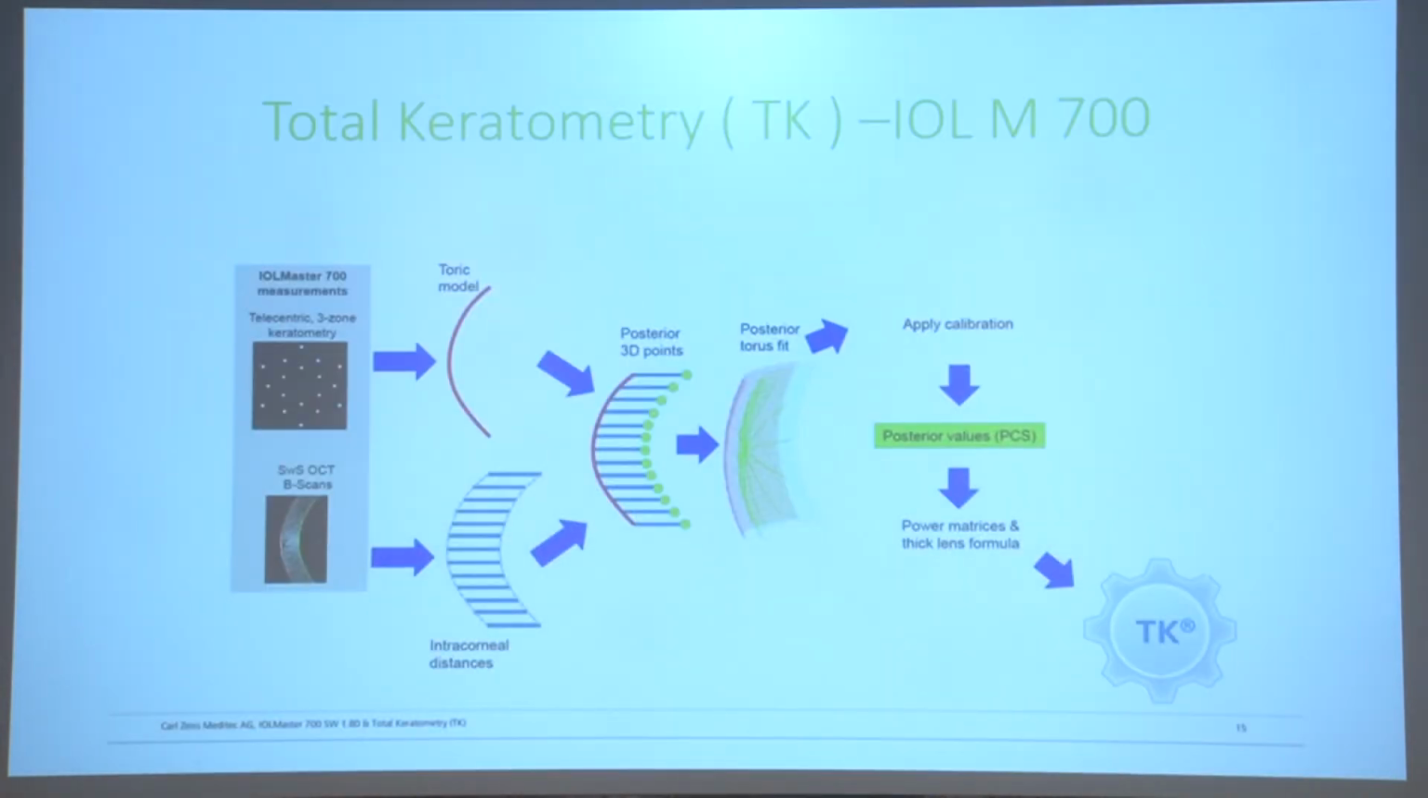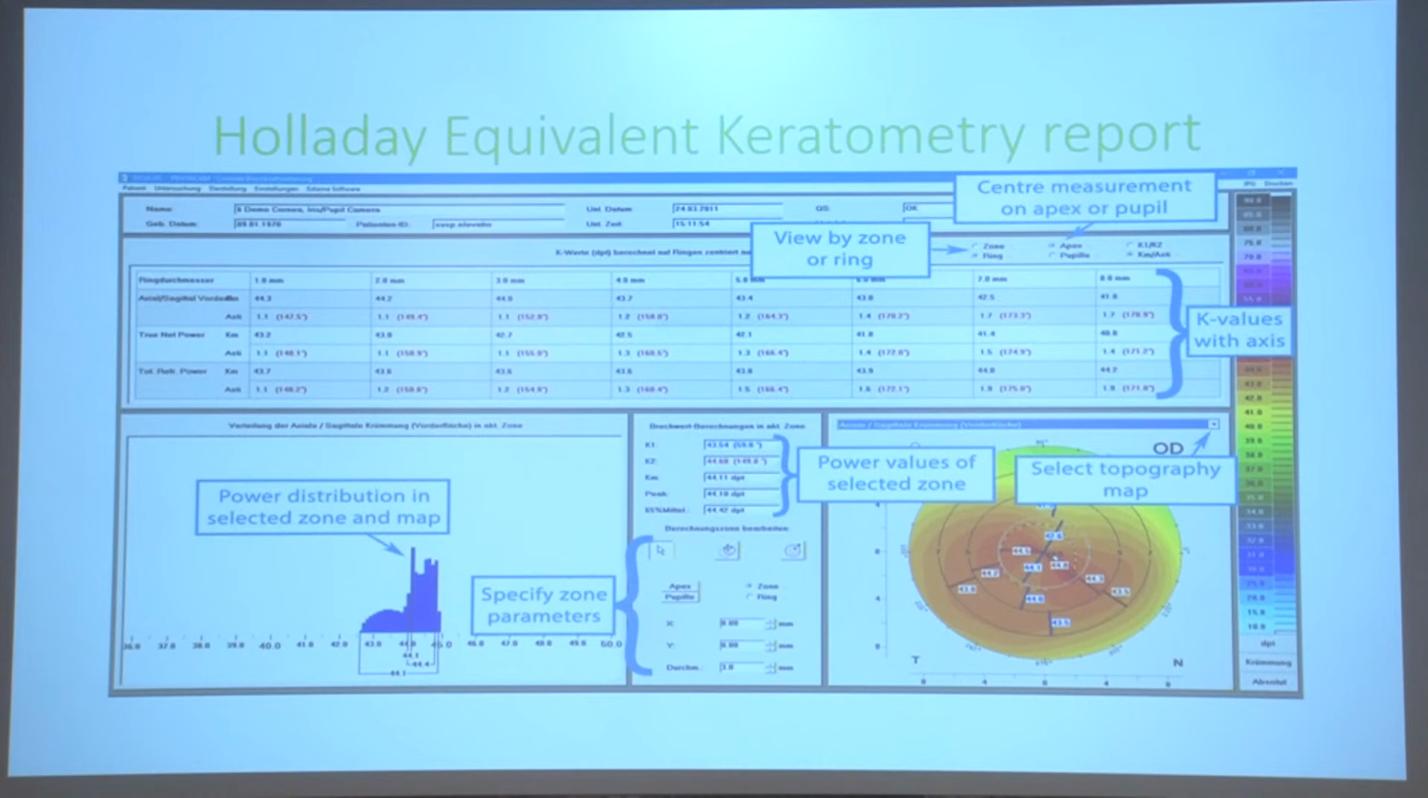So two main important keratometry readings are, one, the total keratometry, which like I believe Saumil explained, comes along with the IOLMaster 700, and takes into account the anterior and posterior curvature both, and two, the Holladay equivalent keratometry reading. These are the two very important measurements which make our IOL power calculation more precise.